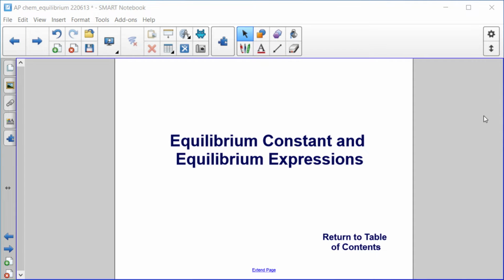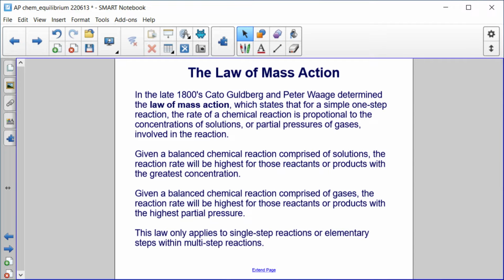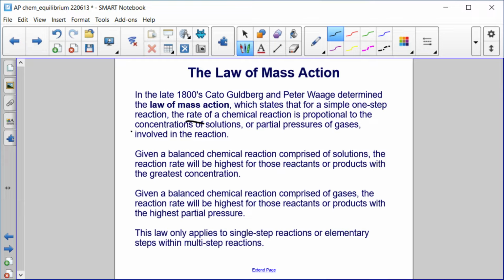In this section, we're going to discuss the equilibrium constant and equilibrium expressions. In the late 1800s, Cato Goldberg and Peter Waage determined what is known as the law of mass action, which states that for a simple one-step reaction, the rate of the chemical reaction is proportional to the concentrations of the solutions or the partial pressures of the gases involved in the reaction.